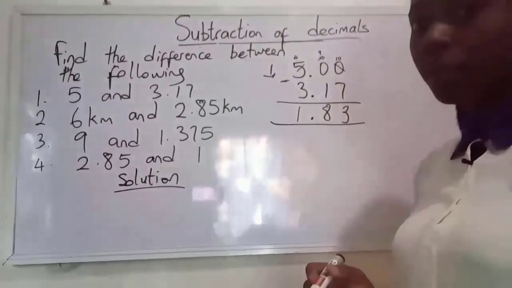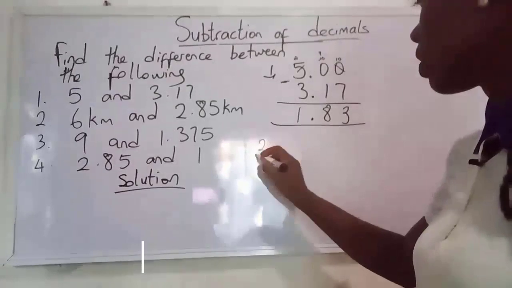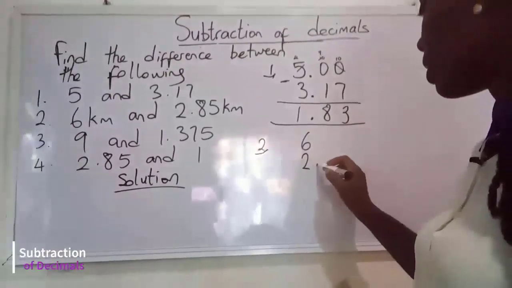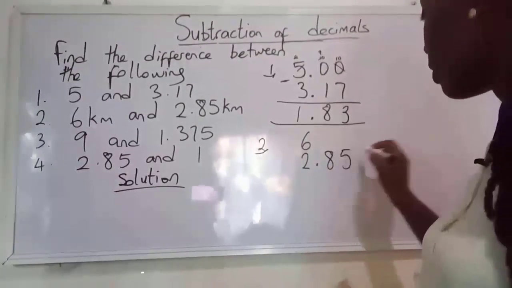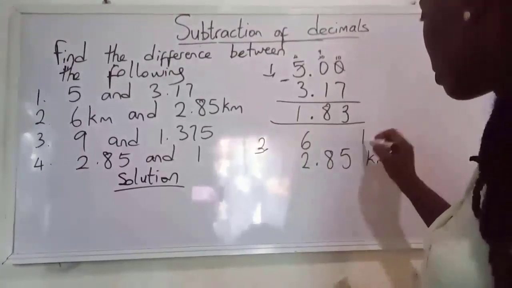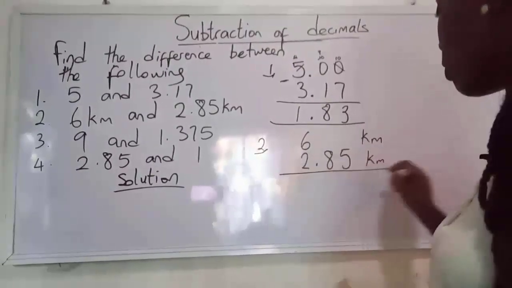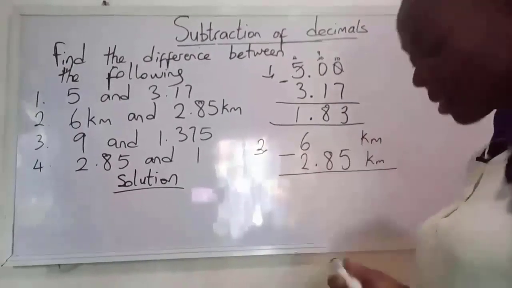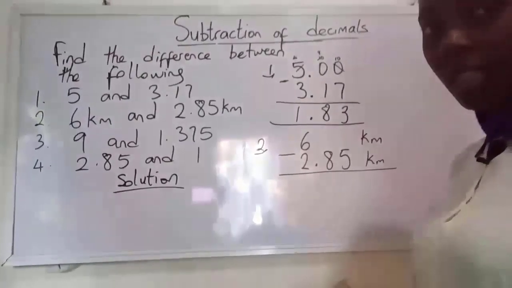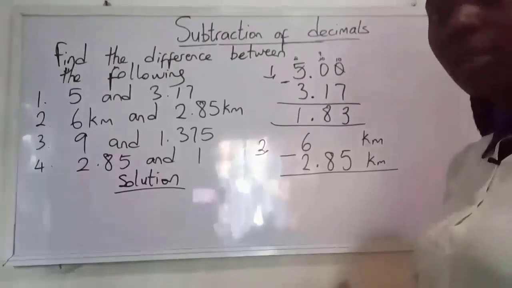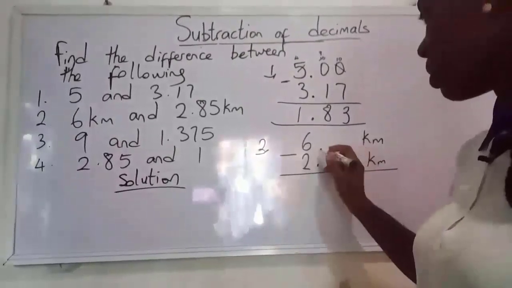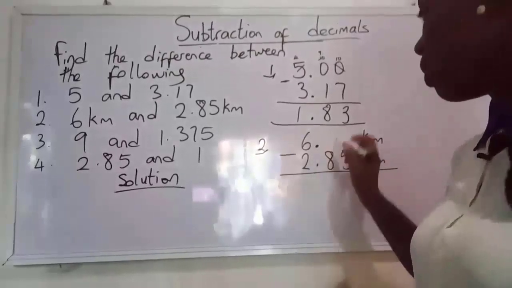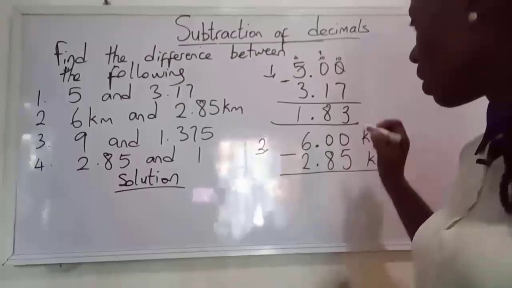This becomes my answer. Okay, for number 2, we have 6 and 2.85. The kilometers is here, same as this. Now for difference again, it is minus. Remember I have said for every whole number you see, there's a decimal point behind it. So I'll put my decimal point at the back here. Now I put a 0 and a 0 here.